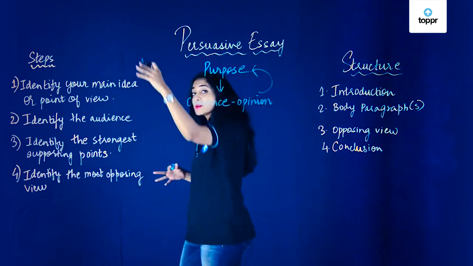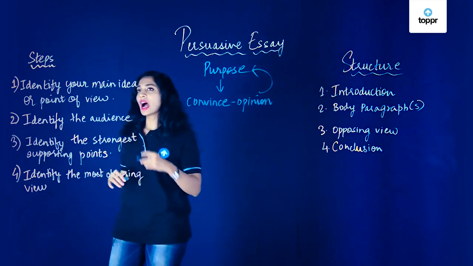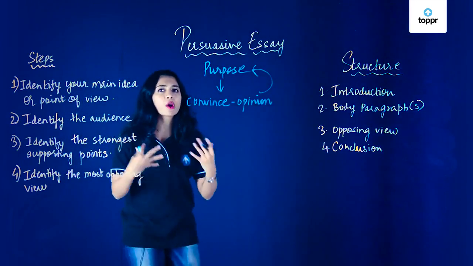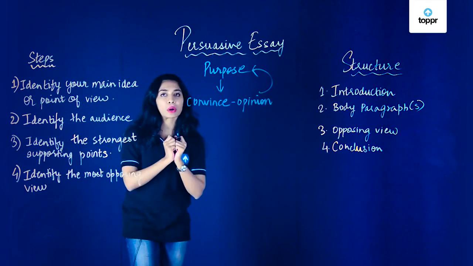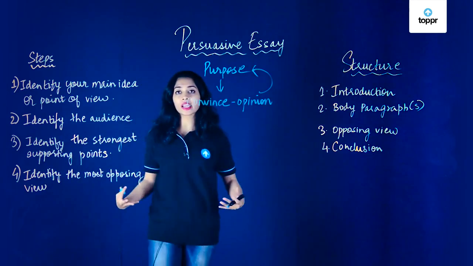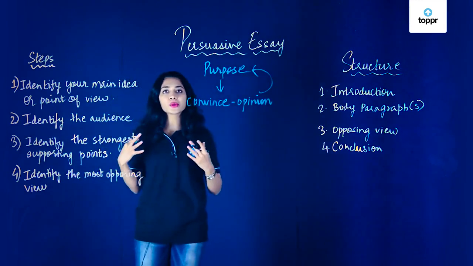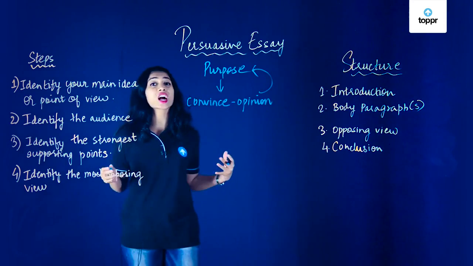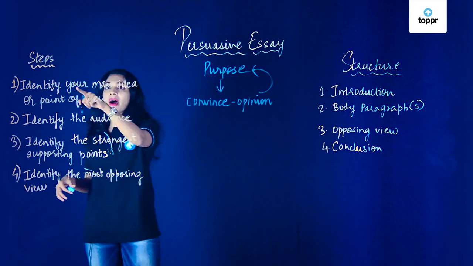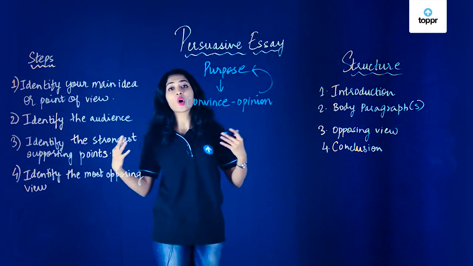Let's look at the steps of writing a persuasive essay. So the first step is identify your main idea or point of view. What is the point that you are trying to place in front of the audience? It's very important to identify that before we start writing a persuasive essay. So let's say I want to write a persuasive essay on encouraging kids to eat leafy green vegetables, and that is my main idea. Next thing that I'll do is identify my audience.